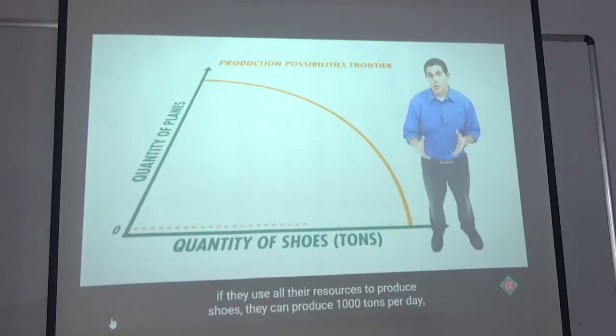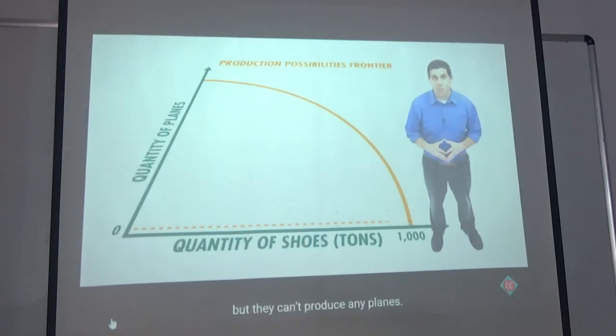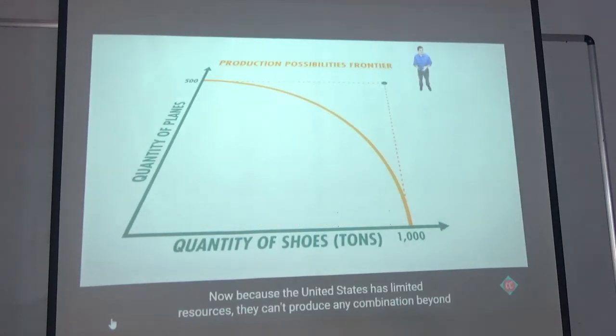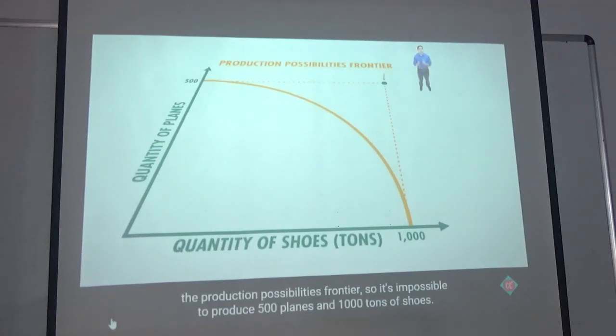Now, if they use all their resources to produce shoes, they can produce 1,000 tons per day, but they can't produce any planes. Now, because the United States has limited resources, they can't produce any combination beyond the Production Possibilities Frontier. So it's impossible to produce 500 planes and 1,000 tons of shoes.